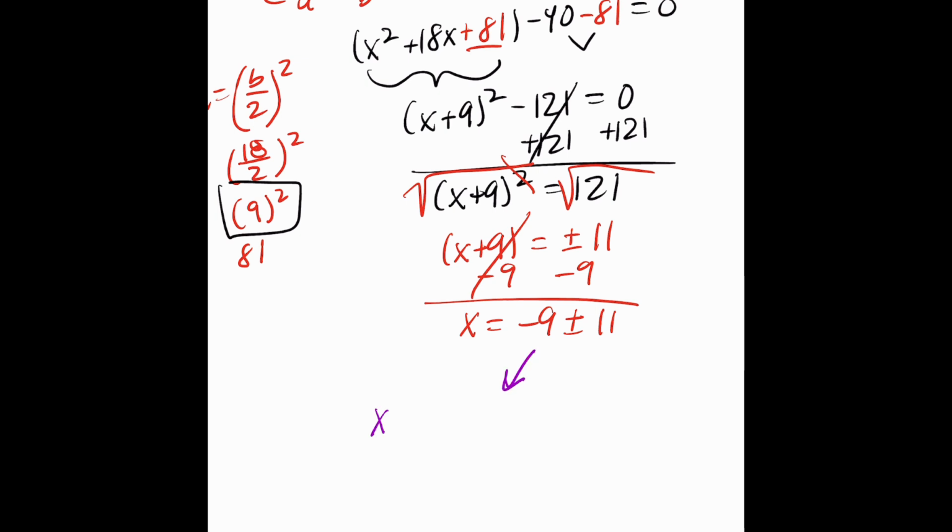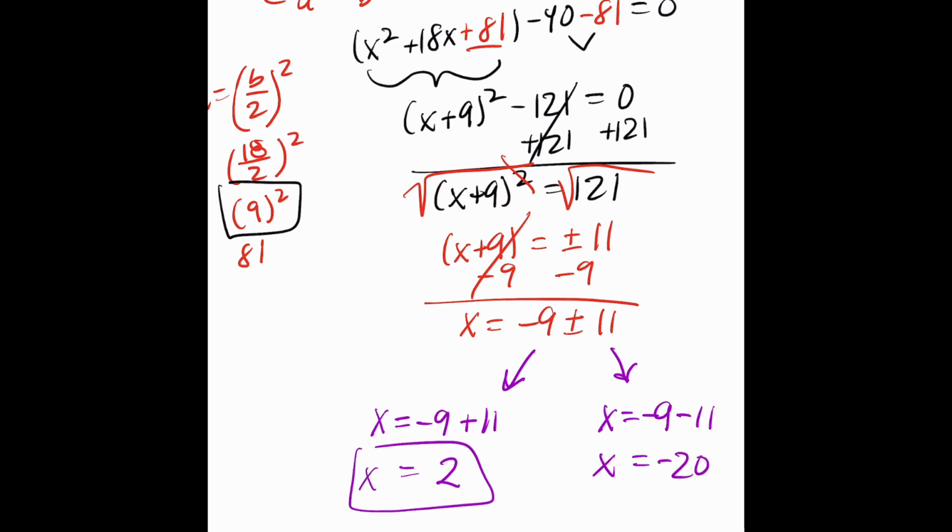My first solution is where x equals negative 9 plus 11, and this also tells me that I have x equals negative 9 minus 11. In this case, this is going to be 2. In this case, this is going to be negative 20. So these are my 2 x values.